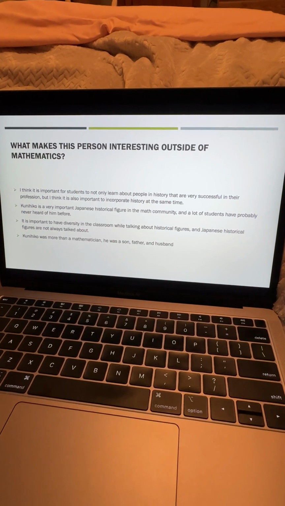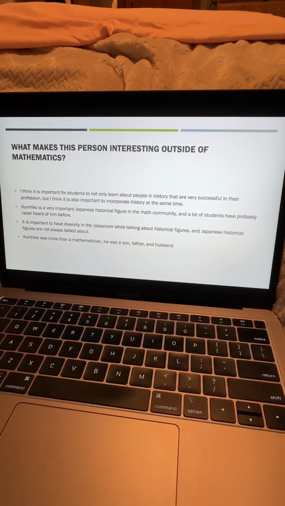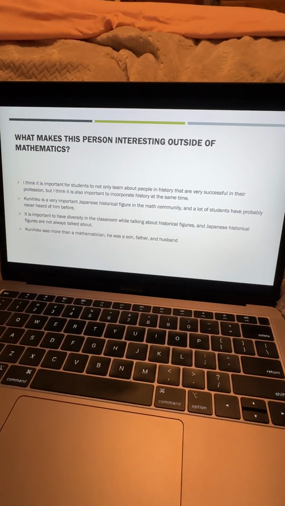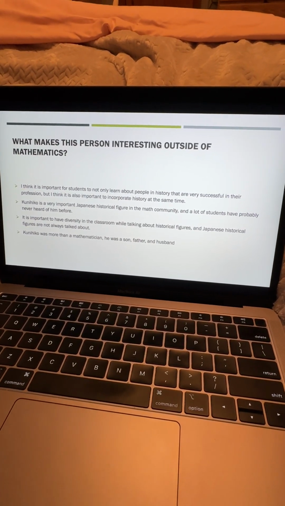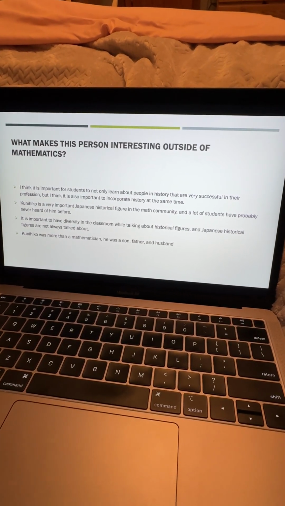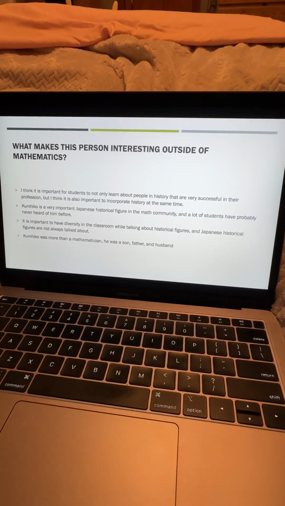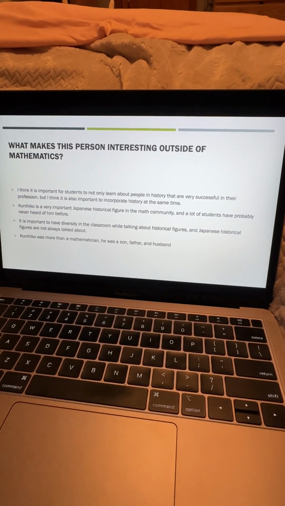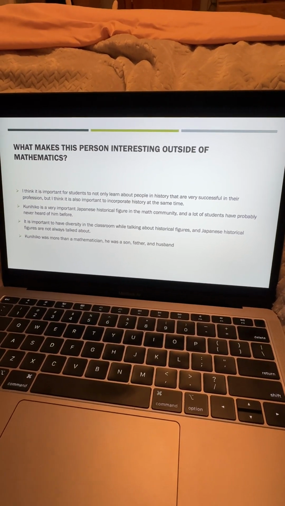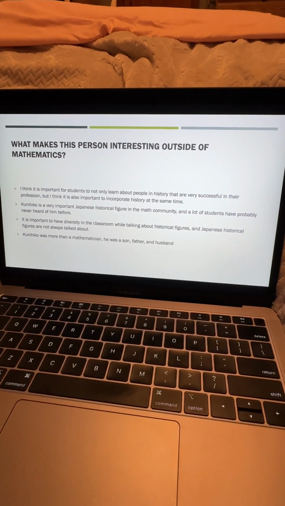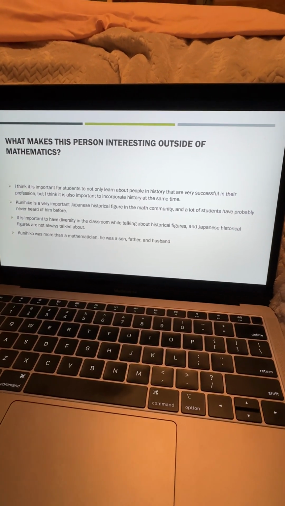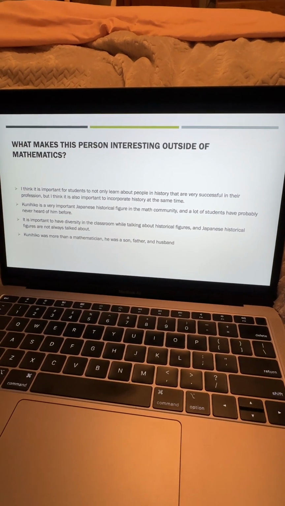I think it's important for students to not only learn about people in history that are very successful in their profession, but I think it is also important to incorporate history at the same time. Kunihiko is a very important Japanese historical figure in the math community, and a lot of students have probably never heard of him before. I honestly have never heard of a lot of these famous mathematicians, because I have never done research myself. So it was very interesting getting the opportunity to research just one mathematician.